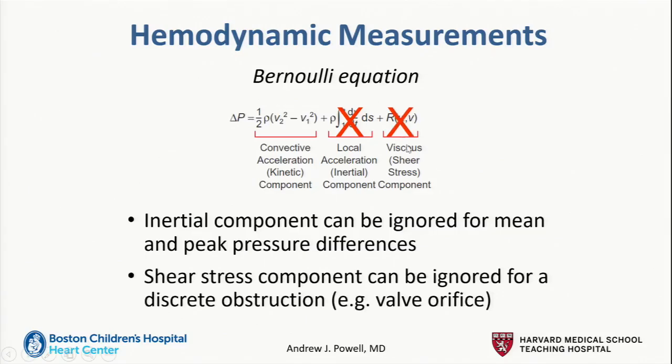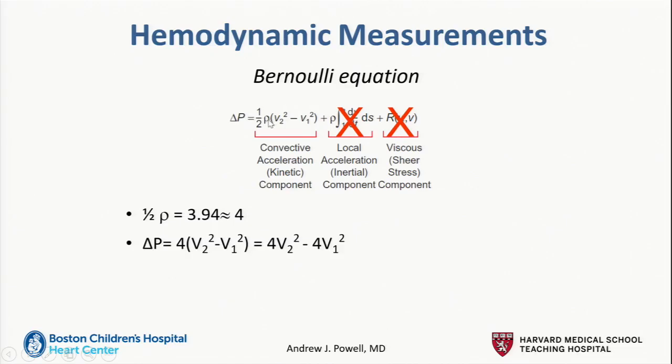This third term here, the shear stress component, can be ignored as long as we're looking at blood flow through a discrete obstruction. So think discrete valve stenosis. An example of something that's not discrete would be a long tube or a long segment obstruction. In those cases, you couldn't ignore this. And so that leaves us with this portion of the equation as well.